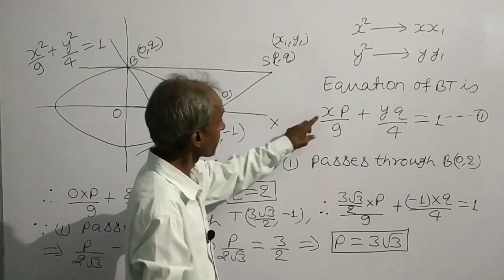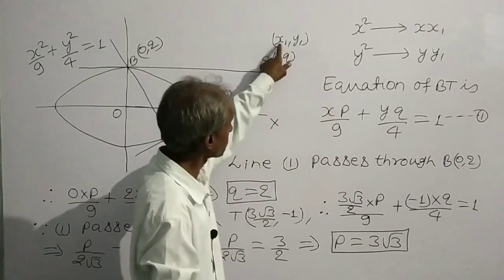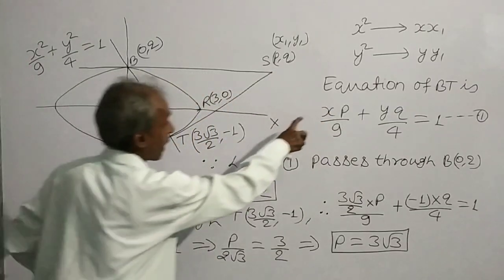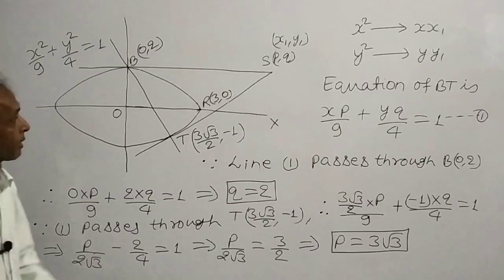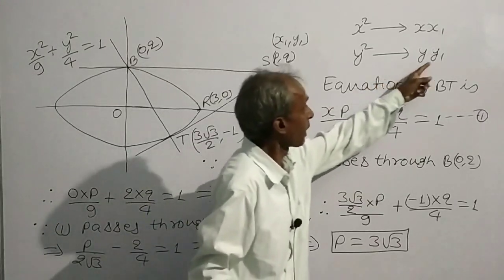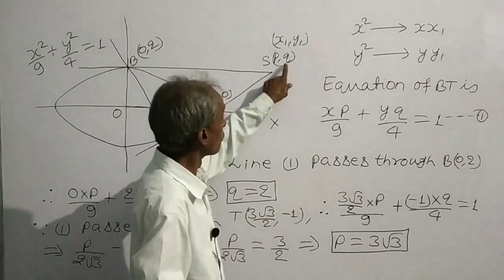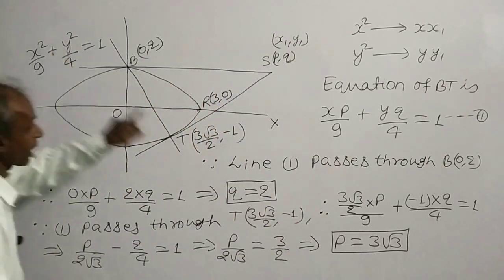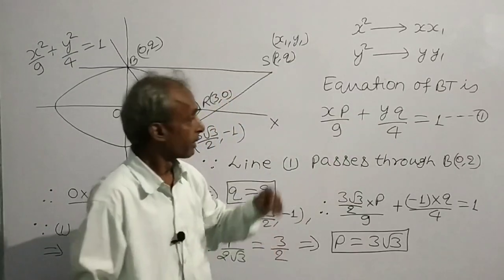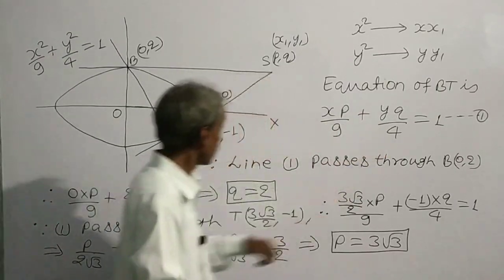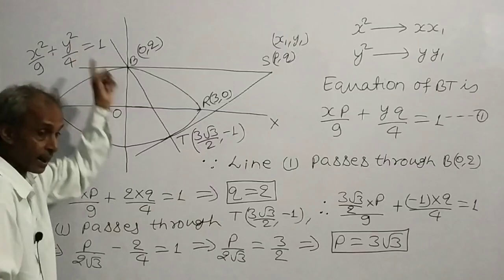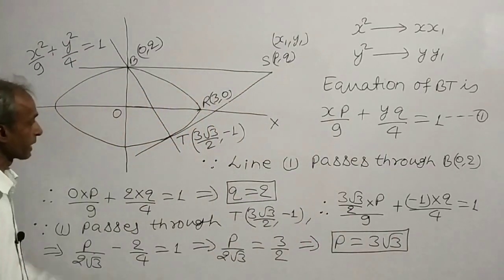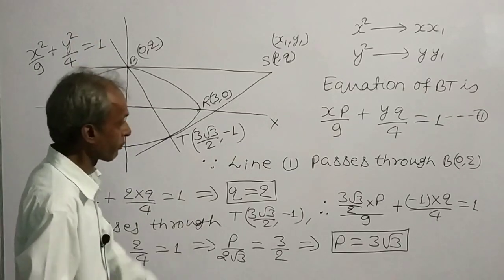Therefore we write x p, x1 means x p, in place of x square, y1 means y q in place of y square, and thus we obtain equation of a straight line BT. This is equation of a straight line BT passing through both points of contact.